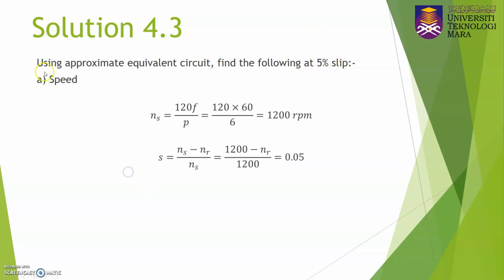So how do we find the speed of the rotor, which is NR? You know the formula: S is equal to NS minus NR divided by NS. So you can find the value of NR now. NR is equal to 1200 minus 1200 multiplied by 0.05, and then you get the rotor speed equal to 1140 RPM.